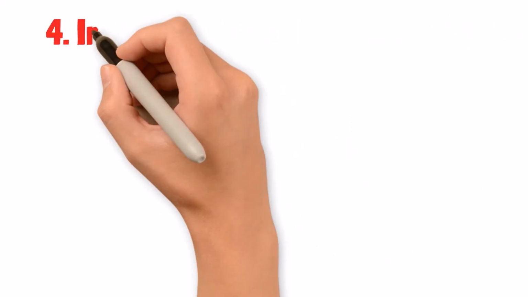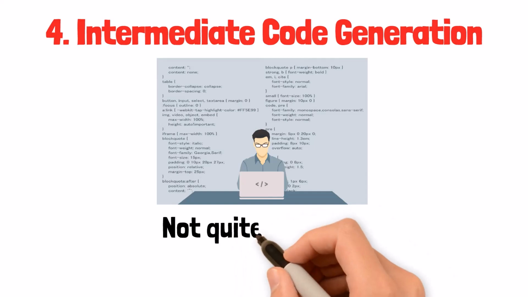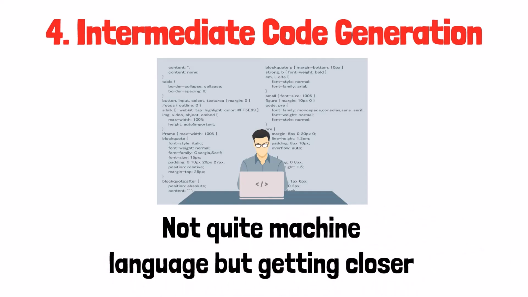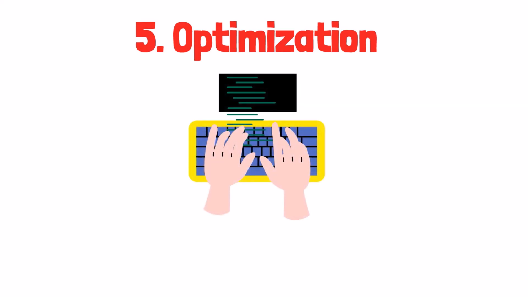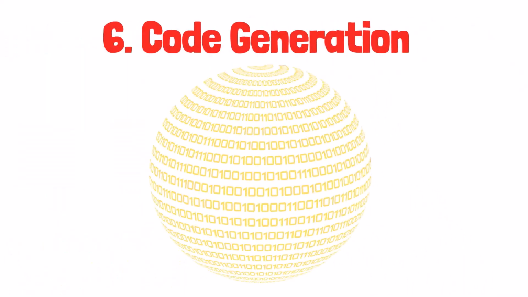4. Intermediate code generation. This step creates a halfway code, not quite machine language, but getting closer. 5. Optimization. It improves the code to make it faster. For example, instead of doing 5 times 2, it directly writes 10. 6. Code generation. Finally, it converts everything into machine code, the zeros and ones your computer loves.